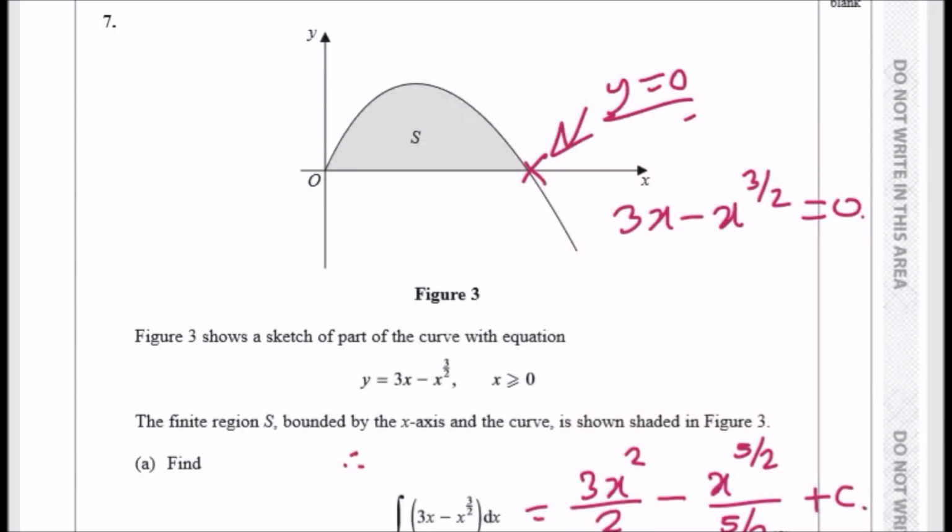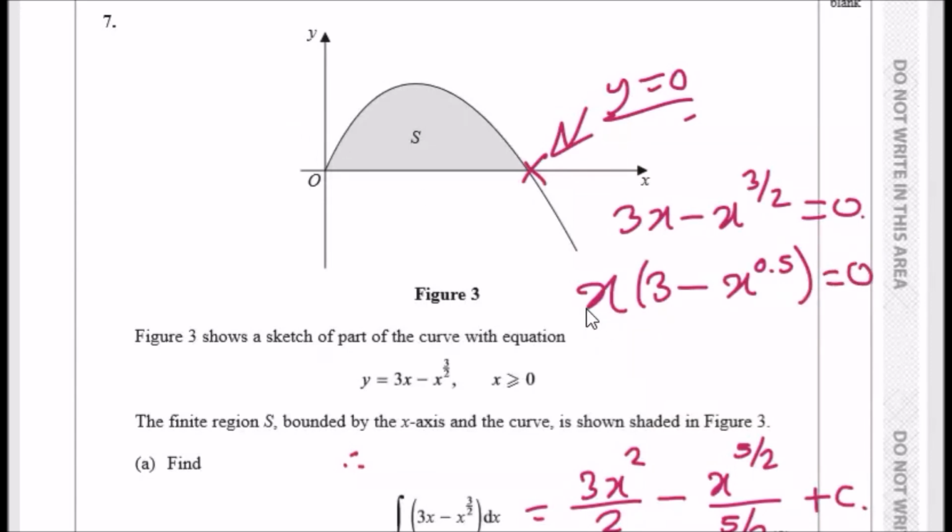Now what do we do here? We could firstly just factorize x out, which I think is easy. So factorizing x, you're left with 3 inside, minus, this is like 1.5. If you take away one x, you're left with 0.5. So you have x times (3 minus x to the power of 0.5, or half) equals 0. Now this means two things.